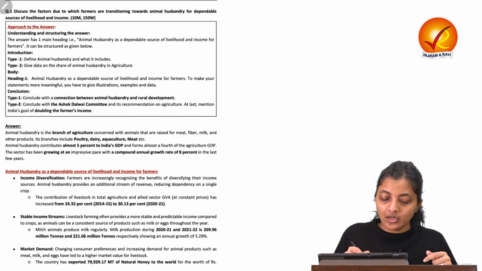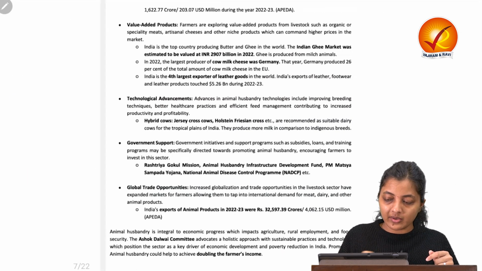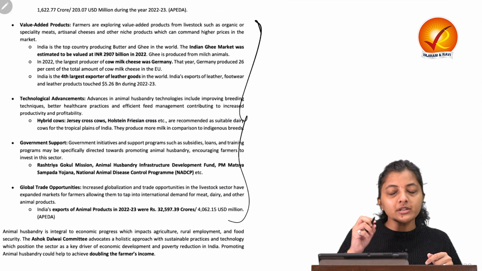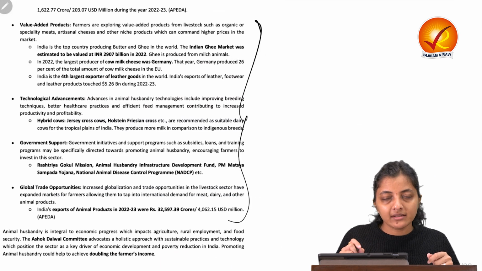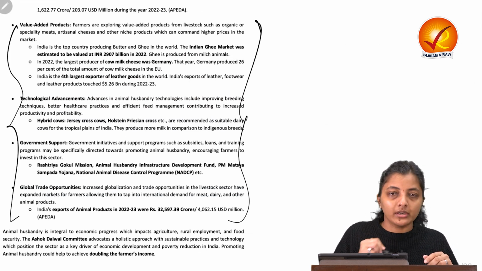Let's see the model answer, starting with the definition, then how animal husbandry is a dependable source of livelihood and income for the farmers. So these are some points. You need to substantiate your answer with as many examples and as much data as you can in each point.